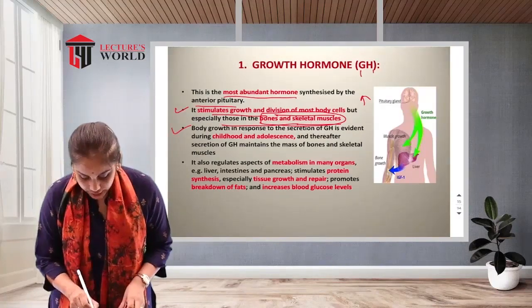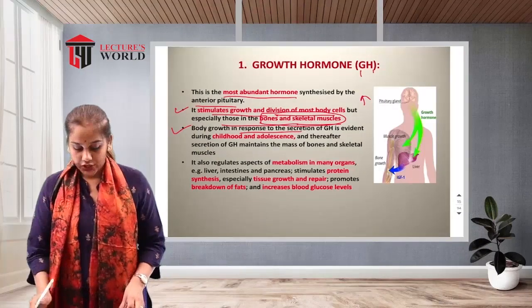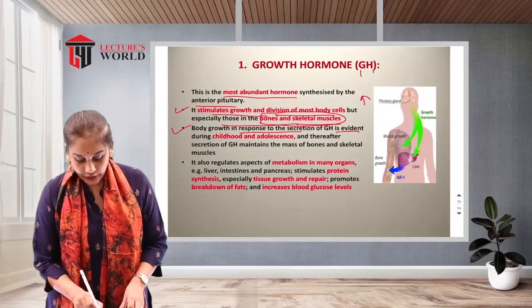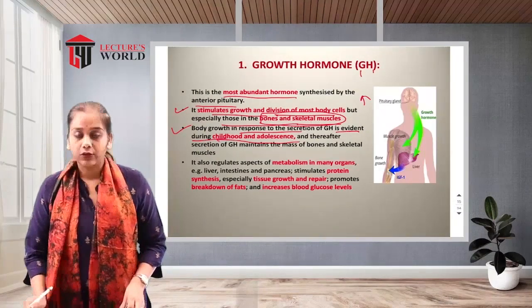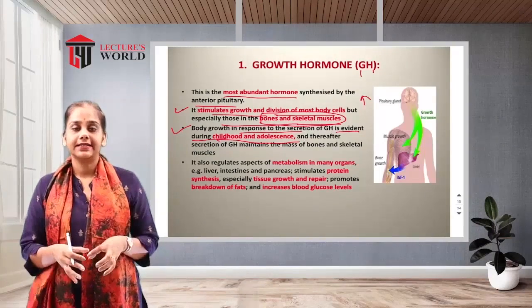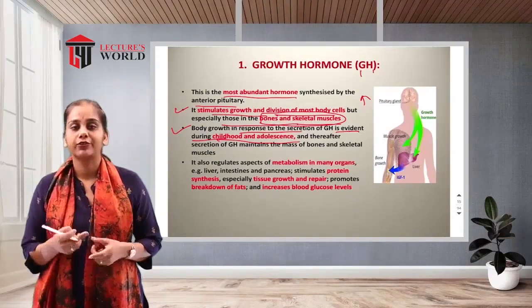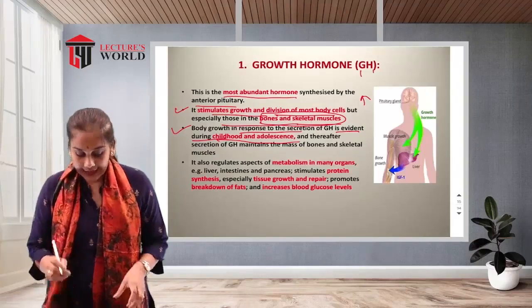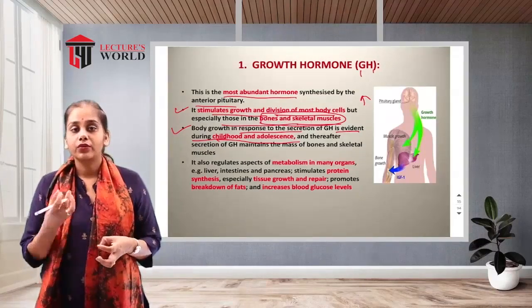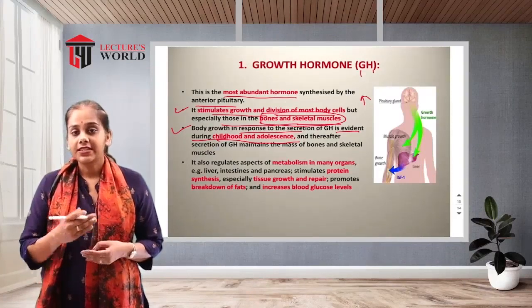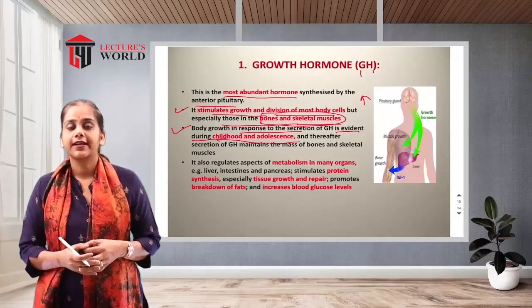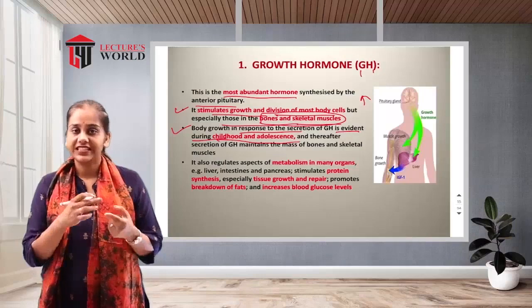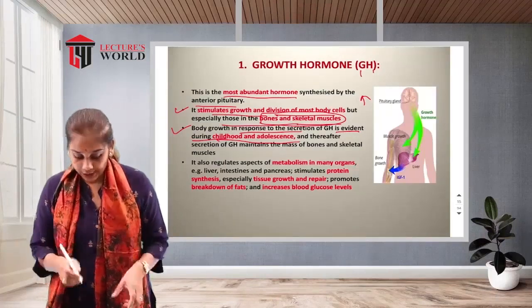Body growth in response to the secretion of GH is evident during childhood and adolescence. Most of the secretion is evident in childhood and adolescence. Why? Because at that time more growth occurs and transitional changes take place in this period.